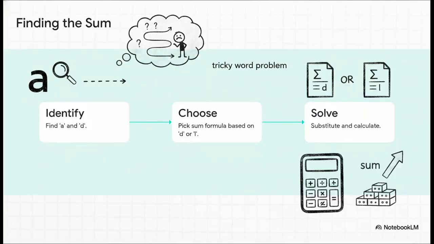So when you inevitably hit a really tricky progression word problem on the periodic test, do not panic. Just take a breath and systematically follow these 3 exact steps, and you'll find the sum of any arithmetic series super efficiently. Step 1, isolate that starting number and your gap. Step 2, pick your formula, and you decide that based on whether you happen to know the final term or if you just know the total number of terms. And Step 3, just substitute your numbers and calculate the answer.